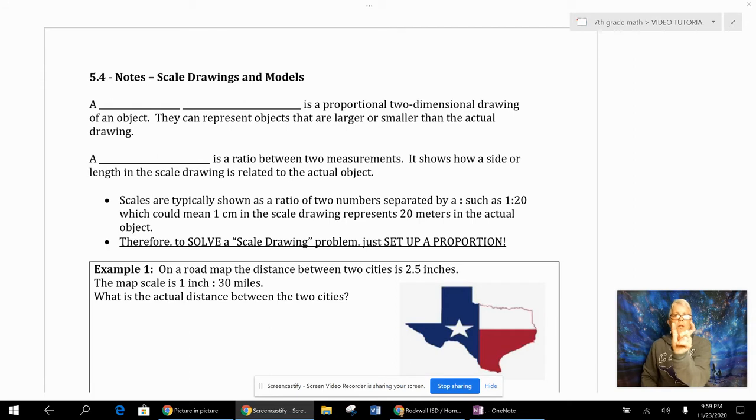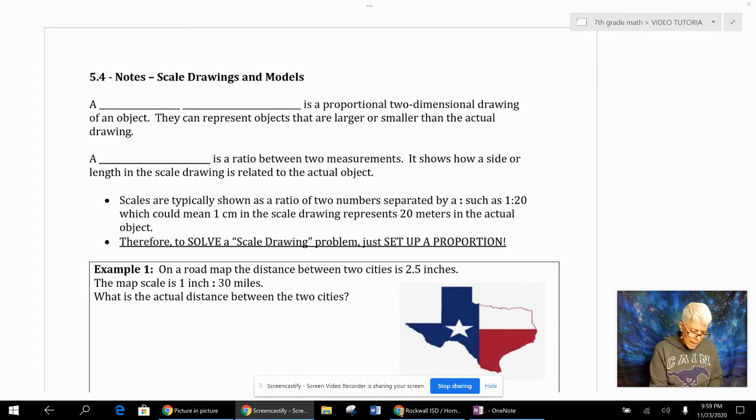Have you ever seen those little toy cars? Like they're a scale of big, fancy cars. Or dolls or all kinds of stuff. We have scales of buildings, all kinds of things. So that's what we're going to be learning about today.